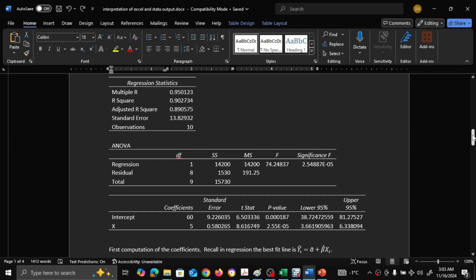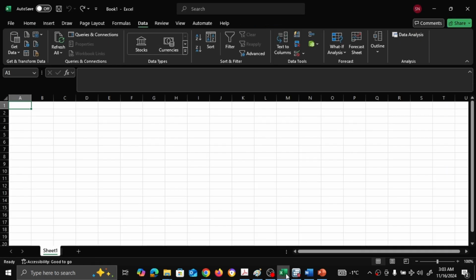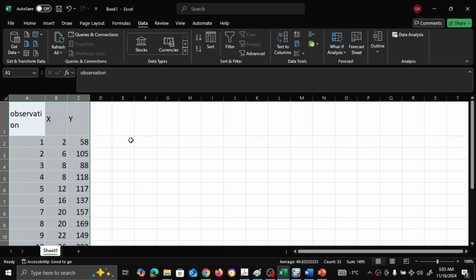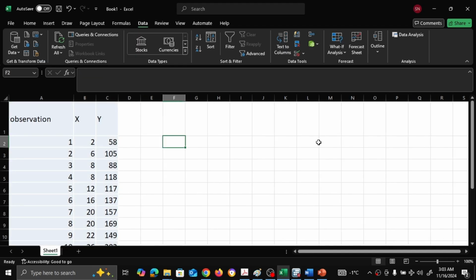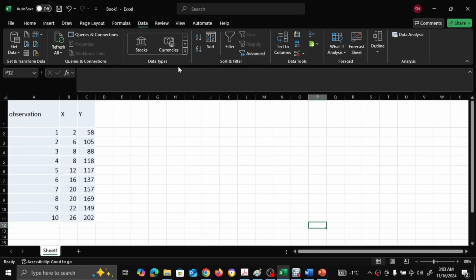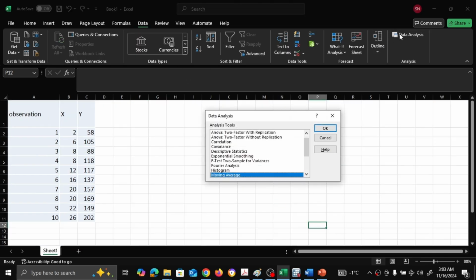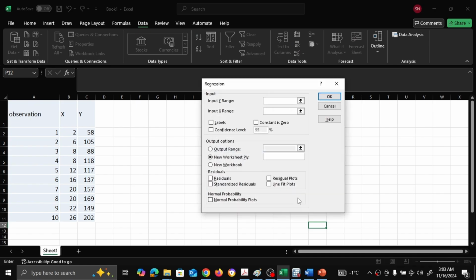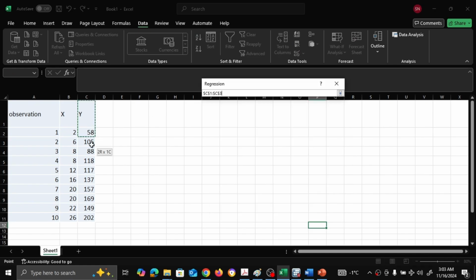And then we can do the same thing in Excel. Excel is here. Copy paste like this. Then let's zoom out a little bit. Data, go to data analysis, regression, press OK. Output range. Select the output range, press enter.